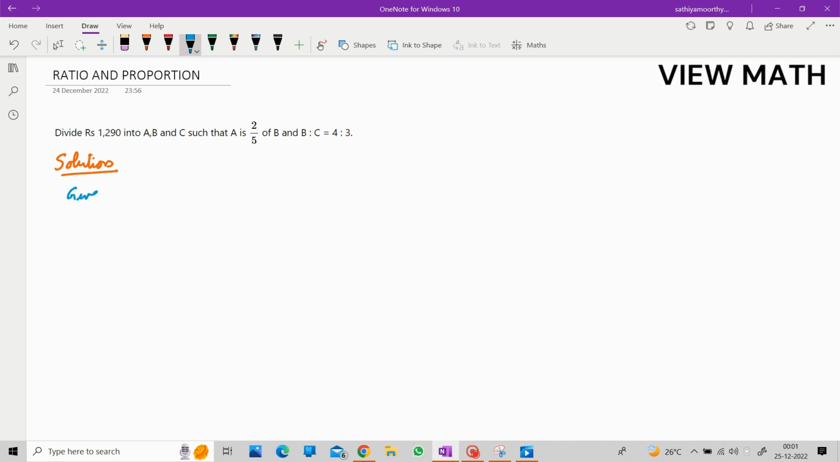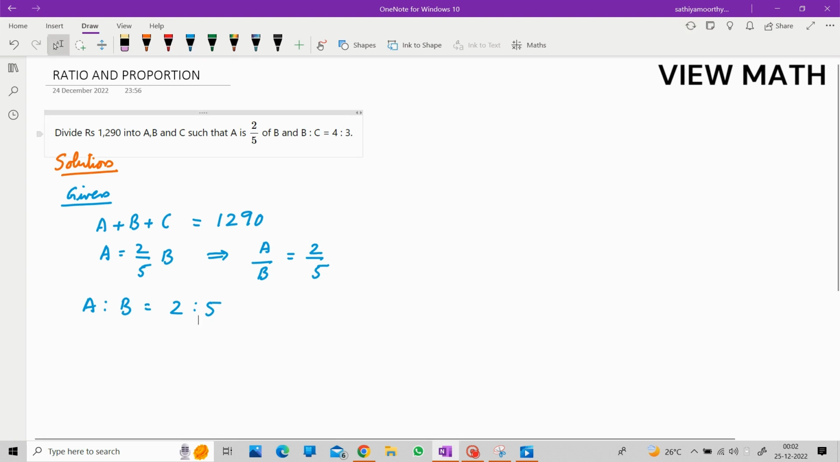Given what all is given, let me write it first. A plus B plus C, A's share plus B's share plus C's share, if I add, this is equal to 1290. Next condition is A is 2 by 5 of B, which implies A by B is equal to 2 by 5, or I can write it as A is to B is equal to 2 is to 5.